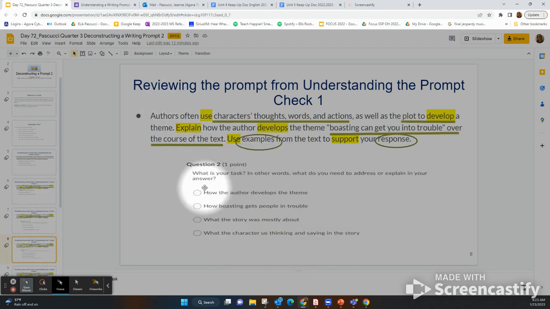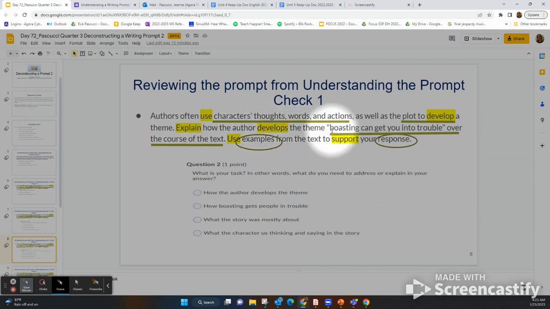Next we have question 2. What is your task? What are you going to do? In other words, what do you need to address or explain in your answer? Is it how the author develops the theme? Can I look for that phrasing? Oh, wow, I see it right there.